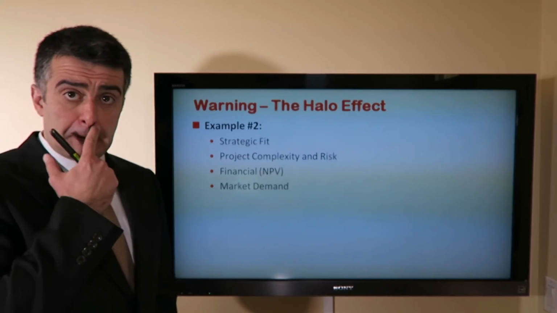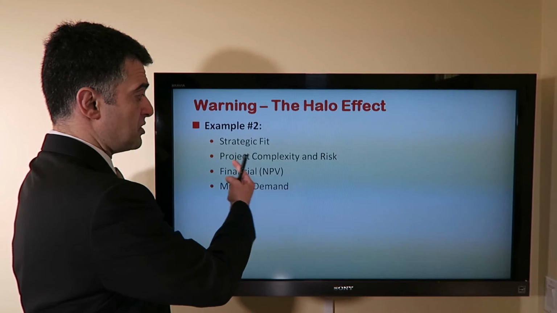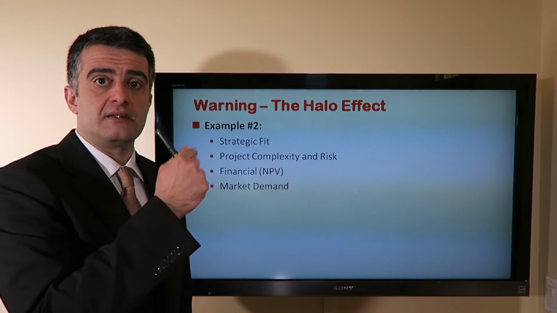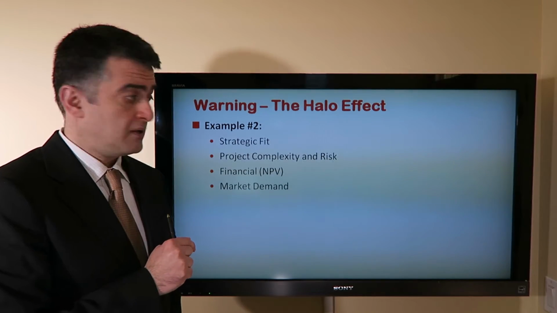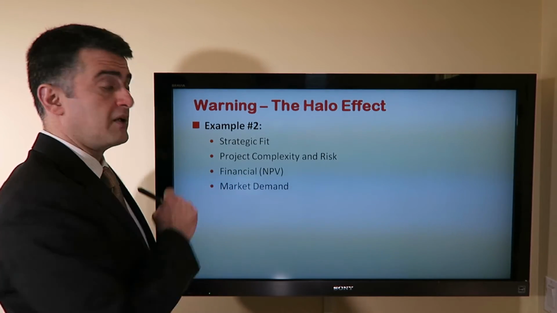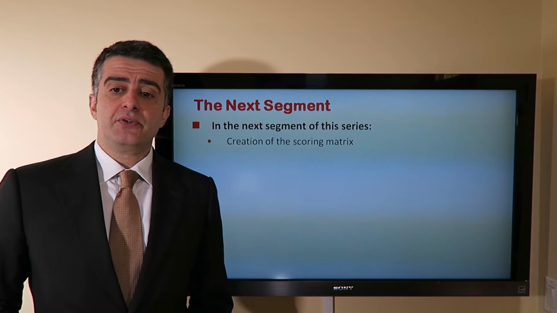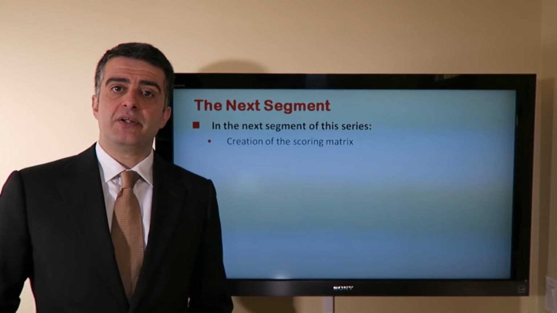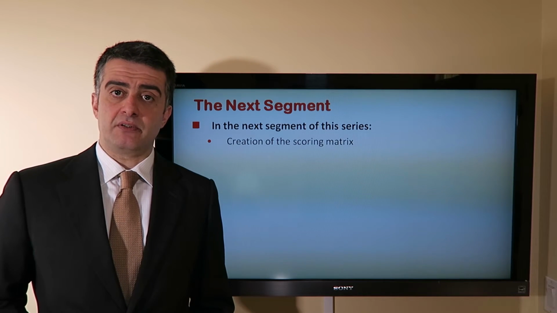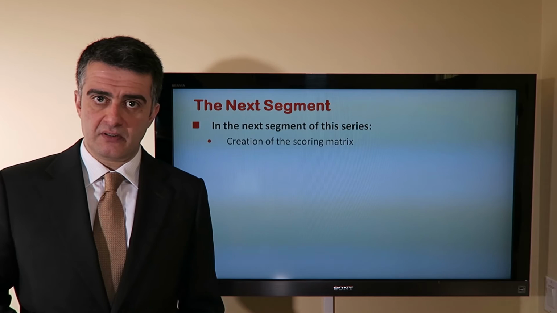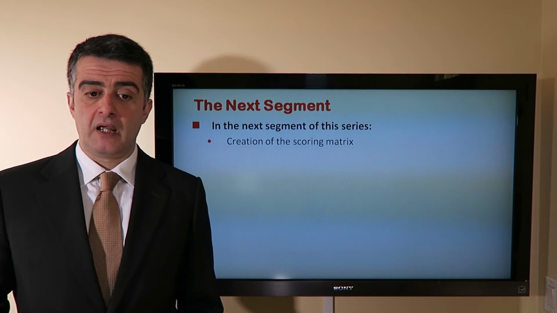So how did we change this model? We changed it to strategic fit, project complexity and risk, which included risk, complexity, size, number of departments it depended on, financial value, and market demand. In the next segment of this series, I want to talk to you about the creation and the fine-tuning of the scoring matrix, i.e. filling the fields for each one of the squares in that particular matrix.